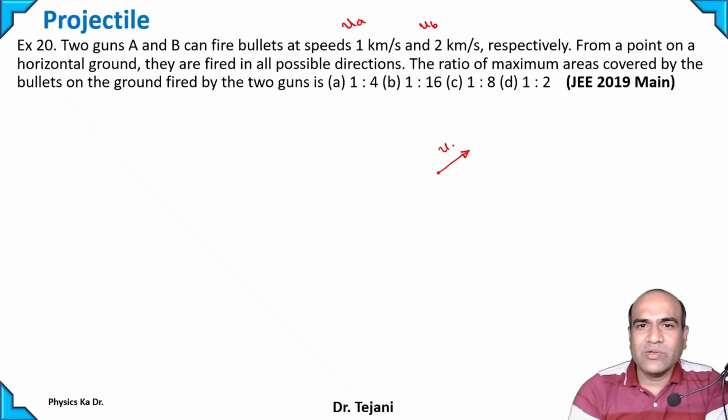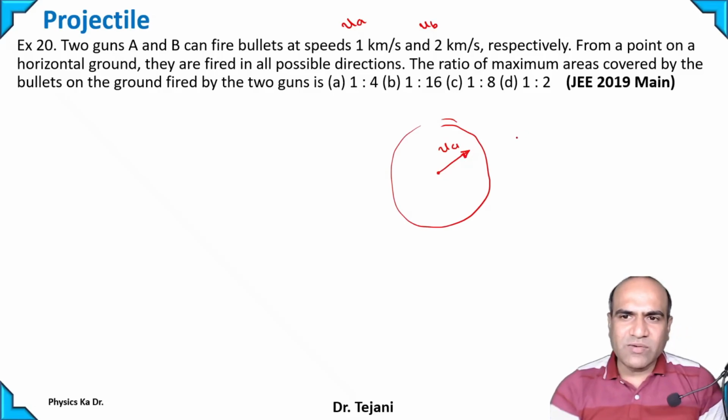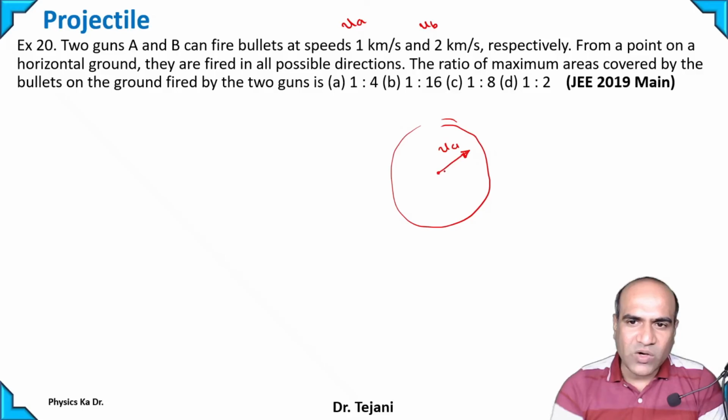Say for example, UA, it is fired. Let's see, this is the top view. So it may be fired in all the possible directions. The ratio of maximum areas covered. See, this is the area. That means fired in all the directions, fired in the opposite direction.